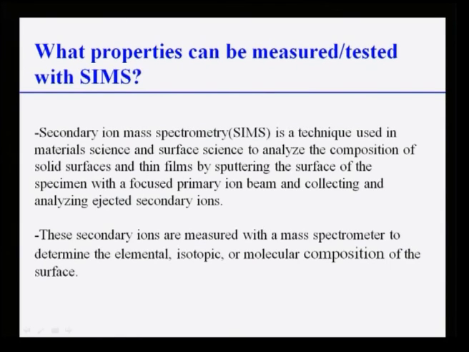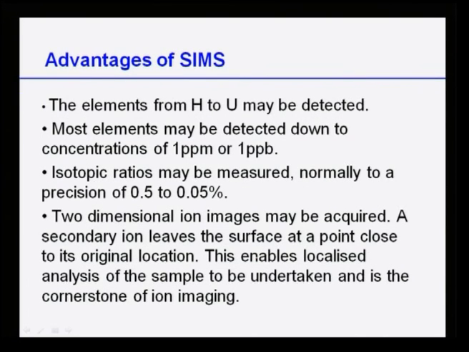Secondary ions are then measured using a mass spectrometer. You can do elemental, isotopic, and molecular composition of the surfaces. Actually, you can measure elements from, you know, hydrogen to uranium, not hydrogen actually, you can do lithium to uranium very easily. You can detect elements down to concentrations from 1 ppm to 1 ppb. Isotope ratios can be measured. Isotope ratios means if you have oxygen with 3 or 4 isotopes, the abundance of the isotopes can be determined normally to a precision of 0.5 to 0.05%, which cannot be done by using any other technique.